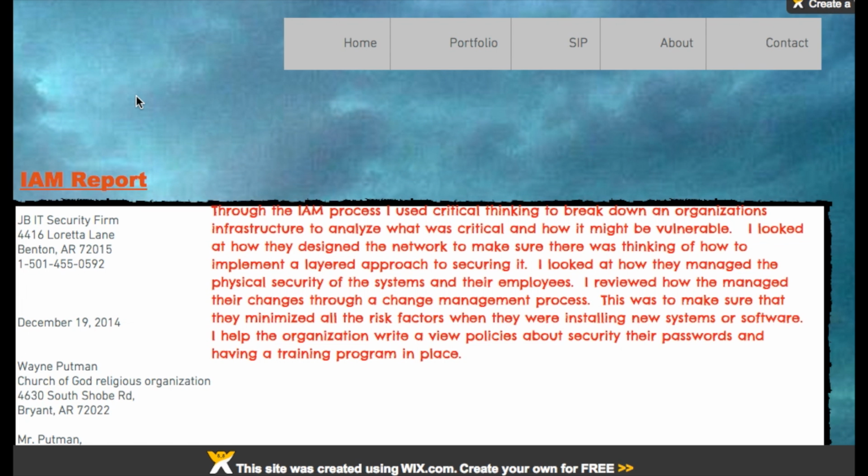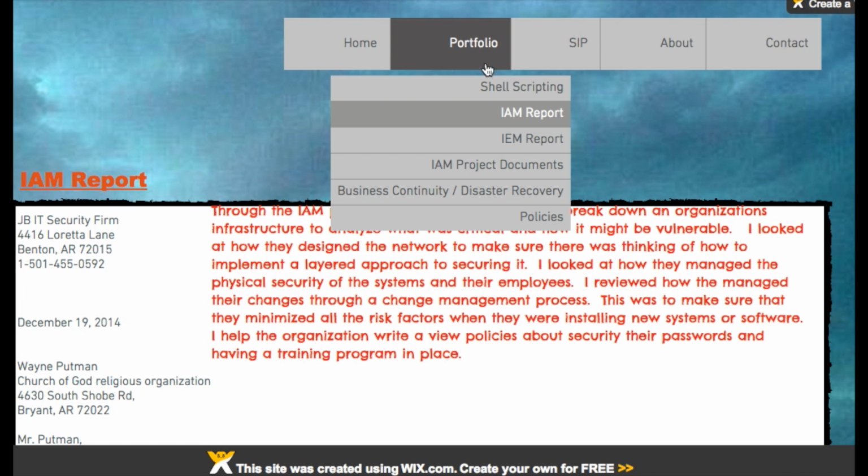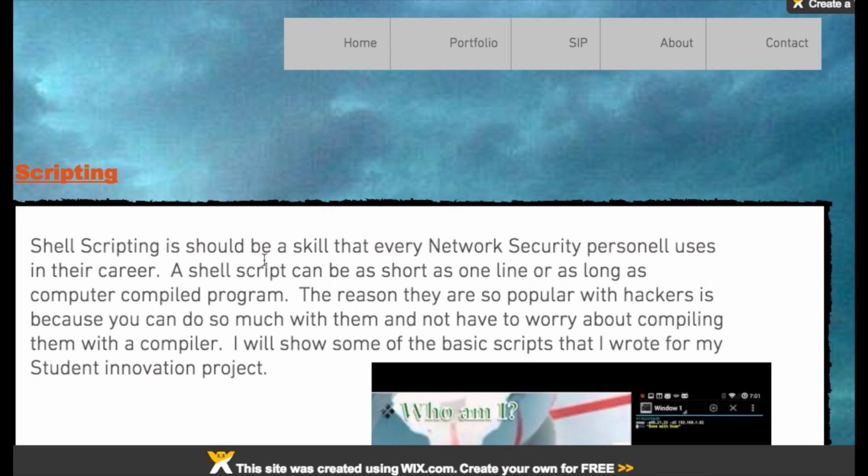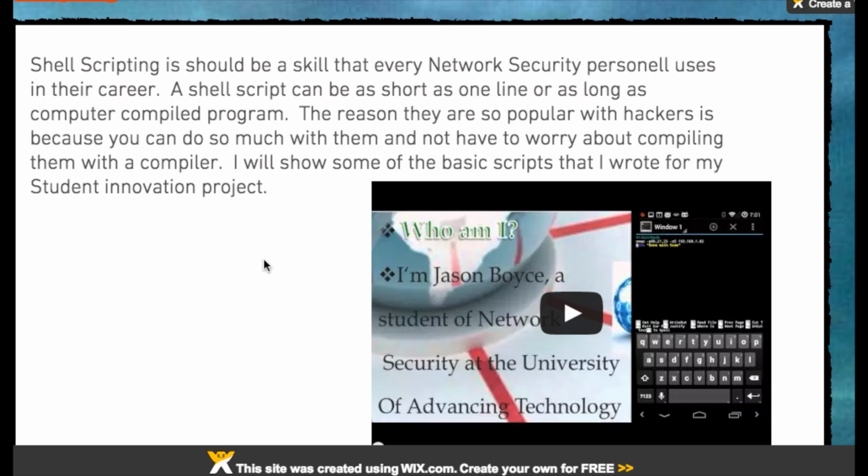While I've been here at the University of Advancing Technology, I've learned quite a bit about different areas of the network security field. I will go over a few of those items here. Shell scripting was something that I learned during the shell scripting class.